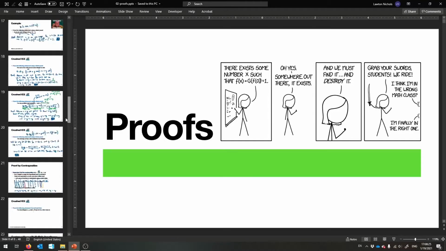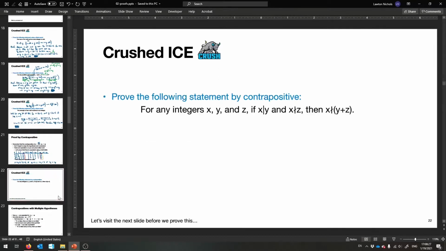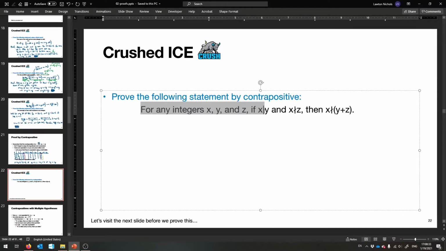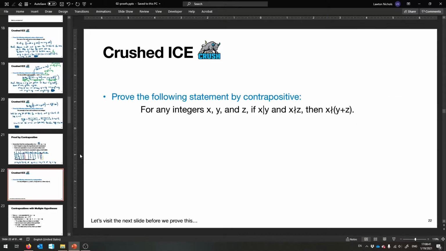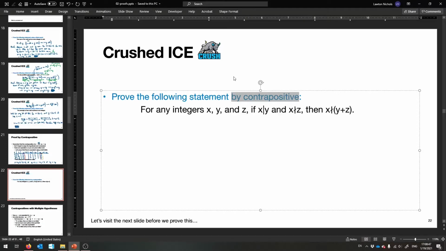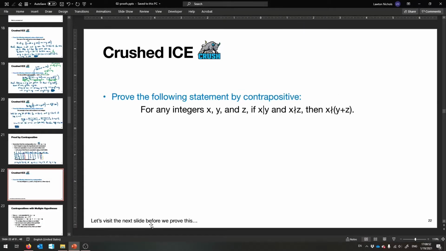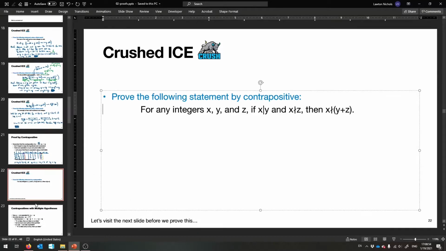So we stopped on this problem right here, and I wanted you to try and prove this using contrapositive. For any integers x, y, and z, if x divides y and x does not divide z, then x does not divide y plus z. Not too bad, but I kind of tricked you. There's a normal way to make the contrapositive of this, and it's not very easy to prove the statement. There is another way. So let us visit the next slide before we prove this.